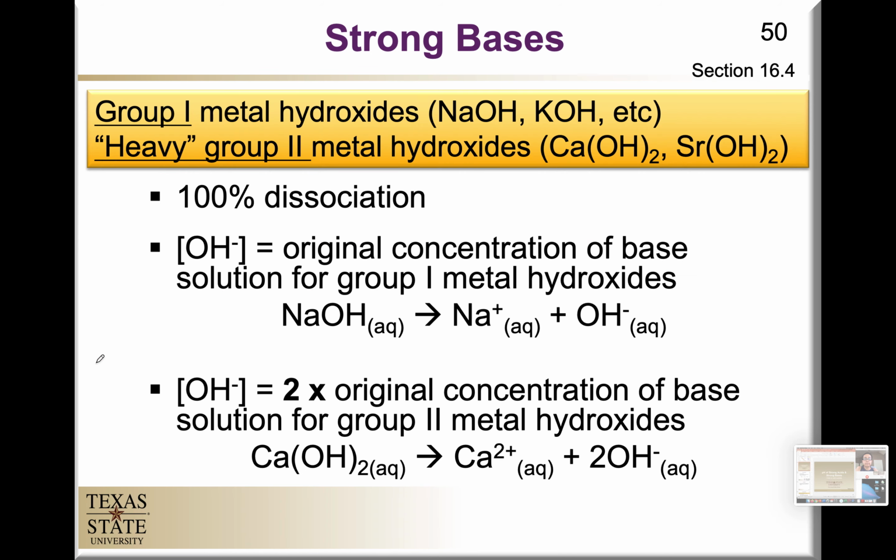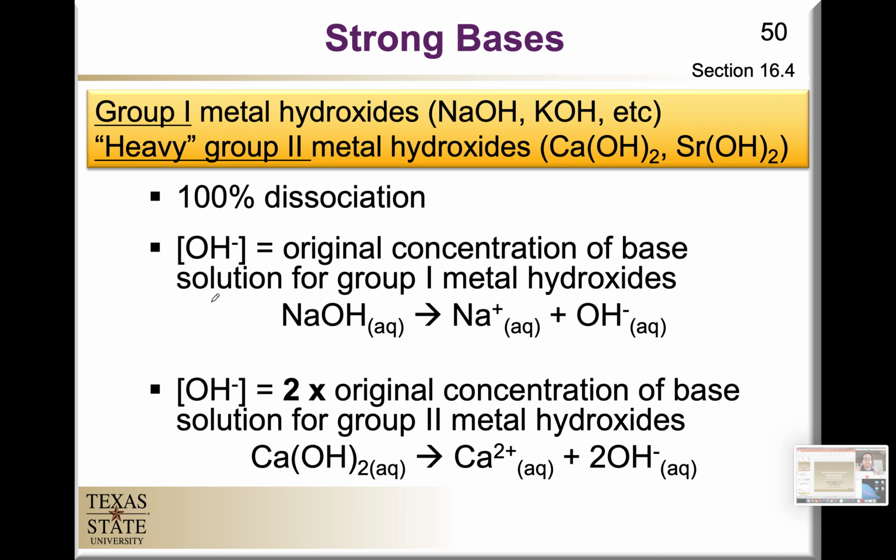All right, now, strong bases, remember that these are going to be the ones that completely dissociate in solution to provide hydroxide ions. These strong bases include the group 1 metal hydroxides and the heavy group 2 metal hydroxides starting from calcium hydroxide. Remember that you have a list of these strong bases at the beginning of the chapter. Now, the hydroxide concentration that comes from these bases can be easily calculated.